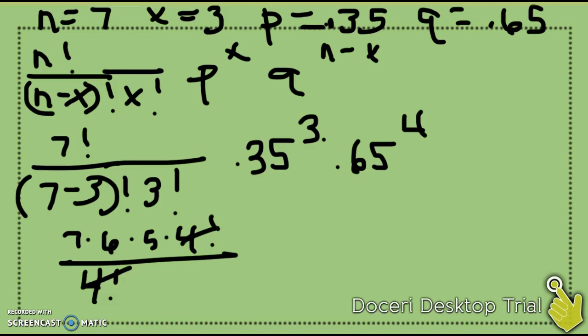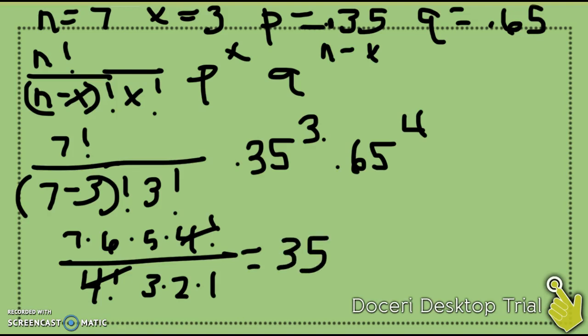Then you have the 3 factorial, so 3 times 2 times 1. If you did that, you would get 7 times 6 is 42 times 5 is 210. And then 210 divided by 6, put that in your calculator, and you would get 35. So I went ahead and simplified all that.